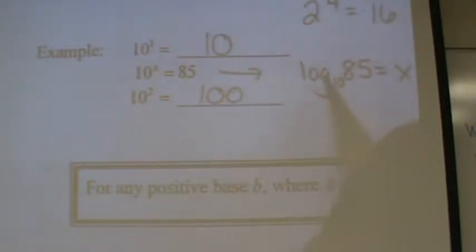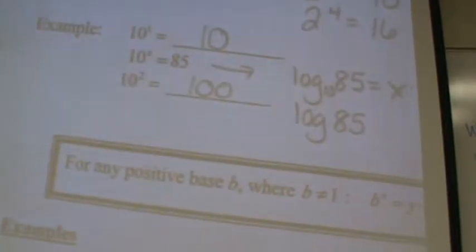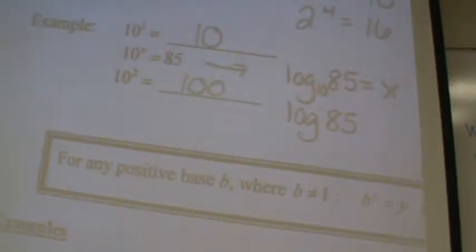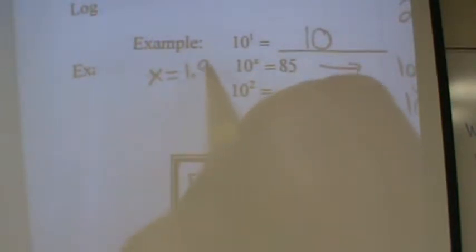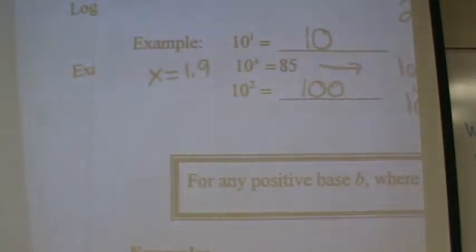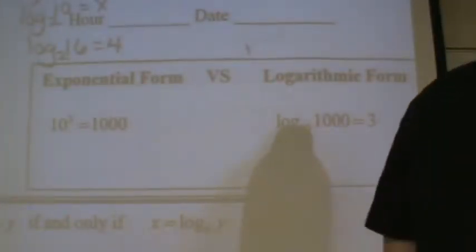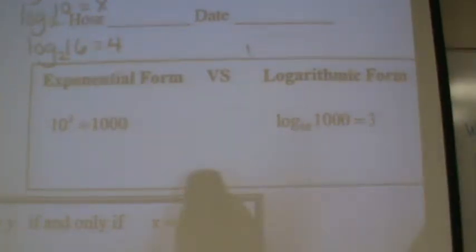Now, if it's in base 10, it's called a common log. And you don't have to do log of 85 divided by log of 10. You can just hit log of 85 in your calculator. Log of 85 is 1.9. So we were right, it's about 1.9, and that's a number between 1 and 2, right? So here are the two different forms, exponential and log form, which you all know.